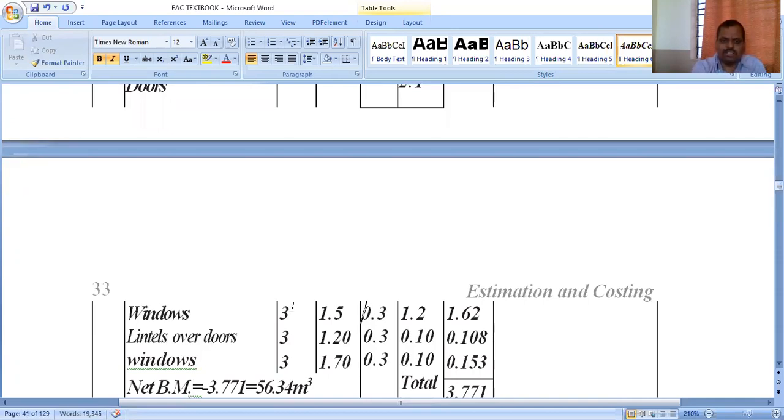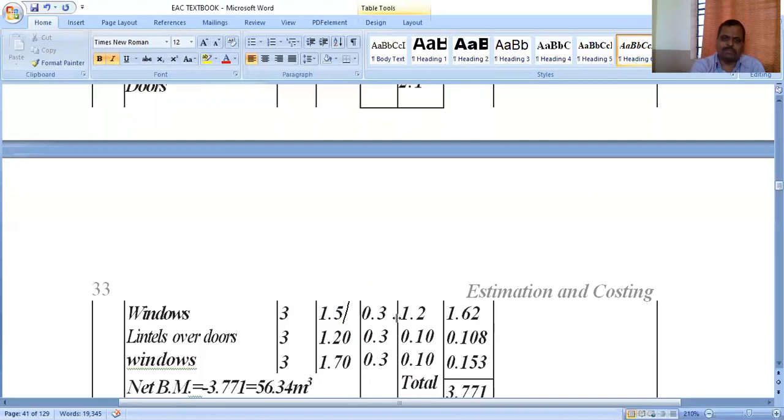So here I have written 3 in the number column. Next, 1.5 is the length. The length of the window is normally more than the length of the door because nowadays sliding windows are commonly used. So only half, or at most 0.67, that is 2/3 of the window, can be opened. To help the wind as well as the light to penetrate, we normally provide 1.5 meter length windows. So 1.5 meter will be the length.